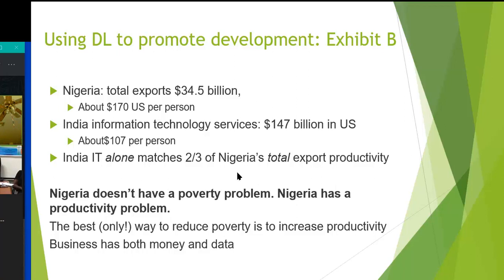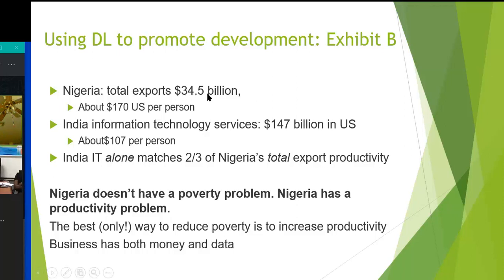Now, I give this example. Nigeria's total exports are $34 billion, and that's about $170 US per person. If you go to India, information technology, that's computer support, programming, etc., information technology is $147 billion in exports every year. So that's more than 4 times Nigeria's total exports, which includes oil, raw materials, everything. Everything that Nigeria exports is only $34 billion.